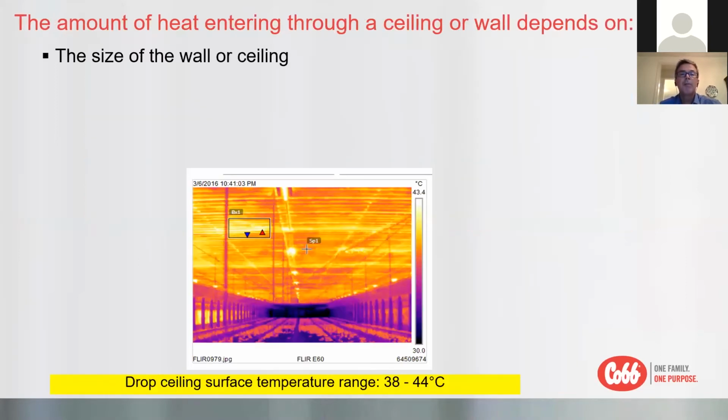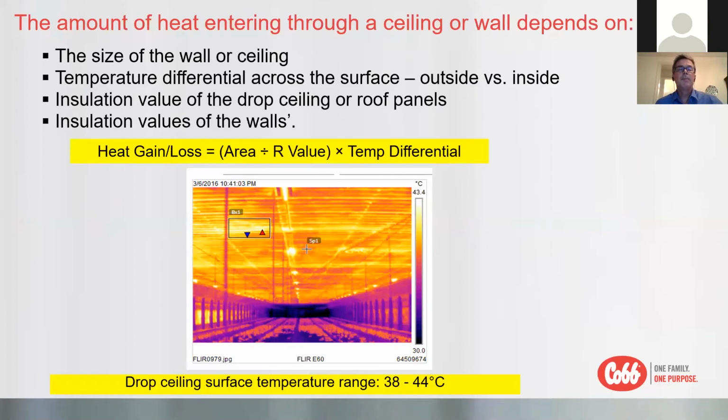So how does that affect the amount of heat gain or heat loss in the house? When we talk about heat gain or heat loss, we need to understand a very simple calculation. Your heat loss in cold weather, or your gain in hot weather, is a function of the surface area of your ceiling. If you have a flat drop ceiling, it's equivalent to your floor space.